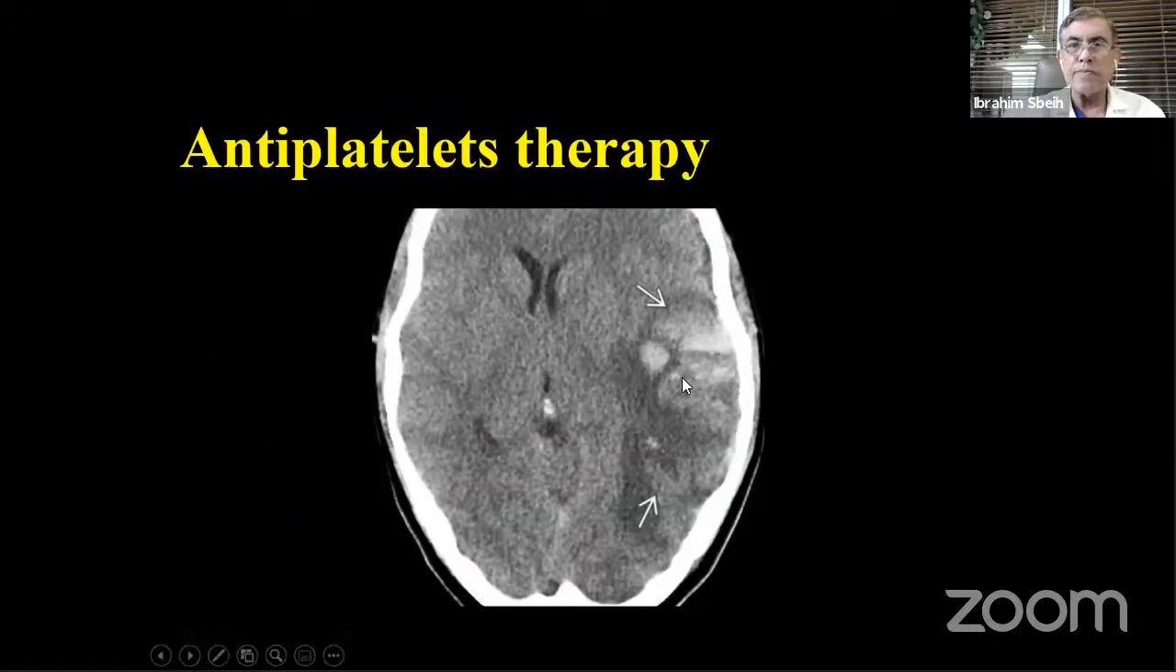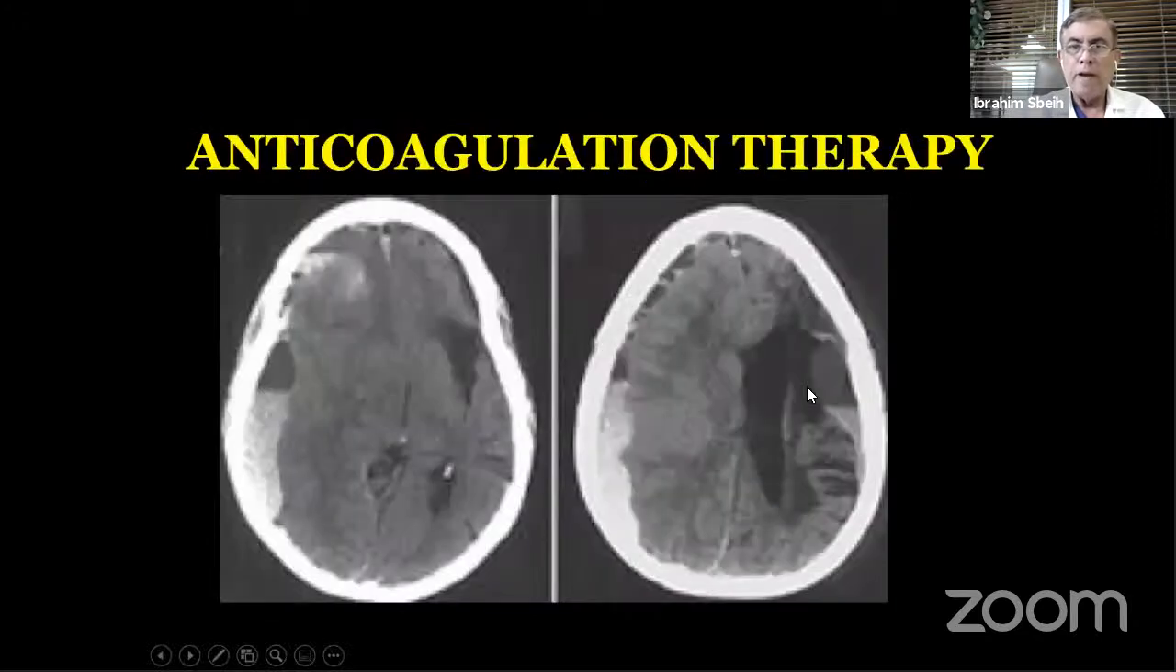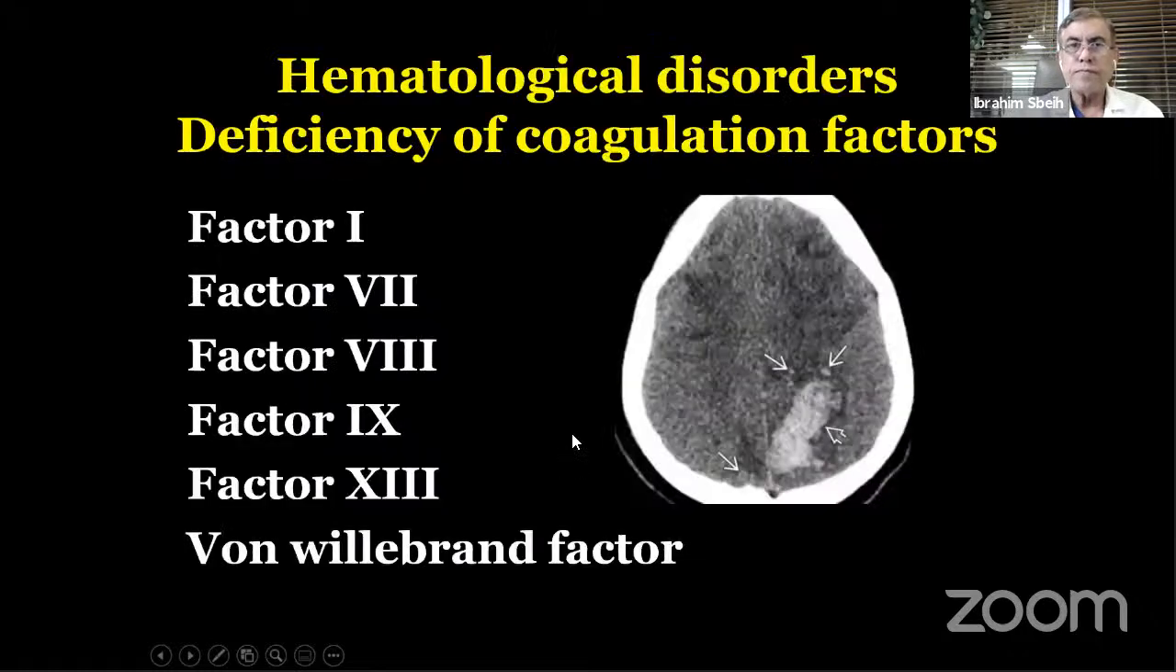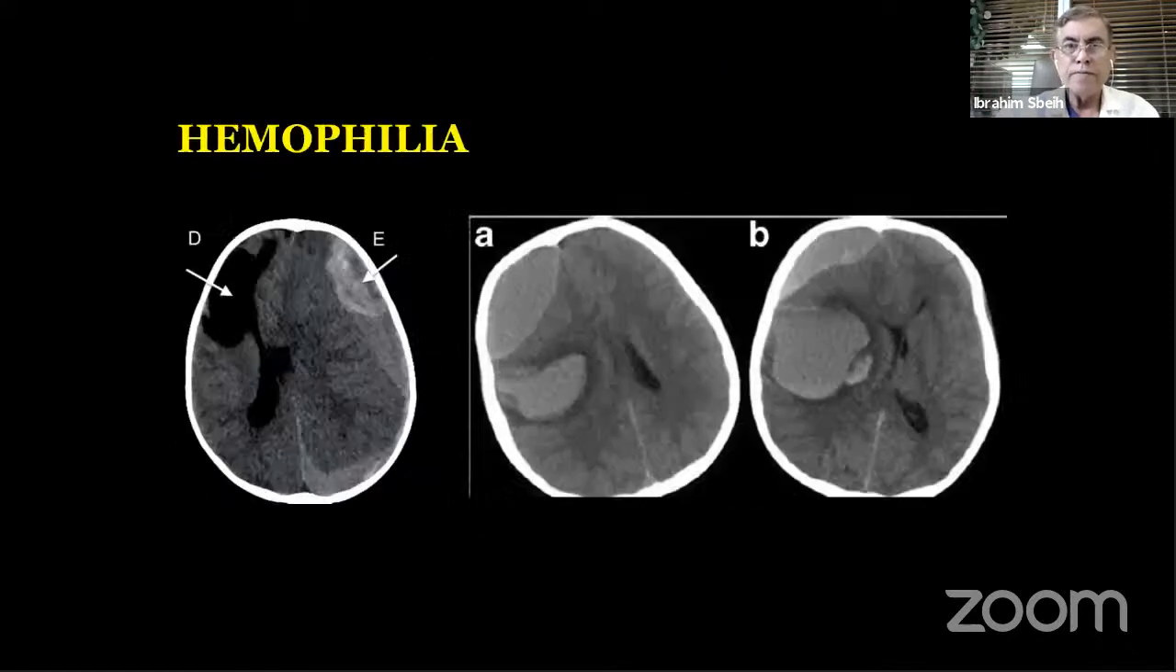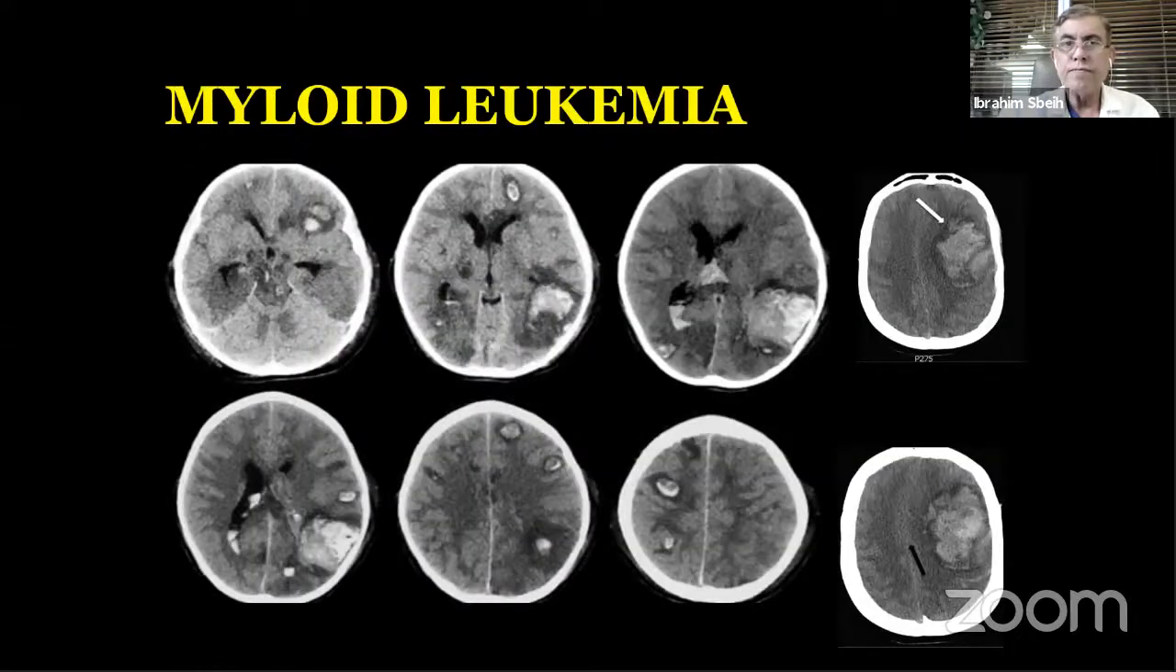Antiplatelet therapy, just aspirin causing this. Anticoagulation therapy. Hematological disorders. We forget. We just lost the contact with these diseases. They don't exist anymore. They do. There are patients with deficiency of coagulation factors, factor 1, 7, 8, 9, 12, von Willebrand disease, etc. This is a patient with hemophilia presenting primarily with hemorrhage.